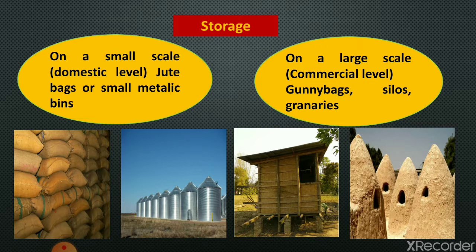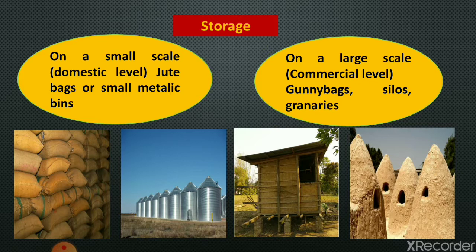Storage can be done in two ways. The first one is on a small scale, meaning on a domestic level, where the food grains are stored in jute bags or some metallic bins, etc. And dried neem leaves are put in while storing. We do that in our homes also, we put dried neem leaves with grains, and it protects the grains from worms and insects, etc.